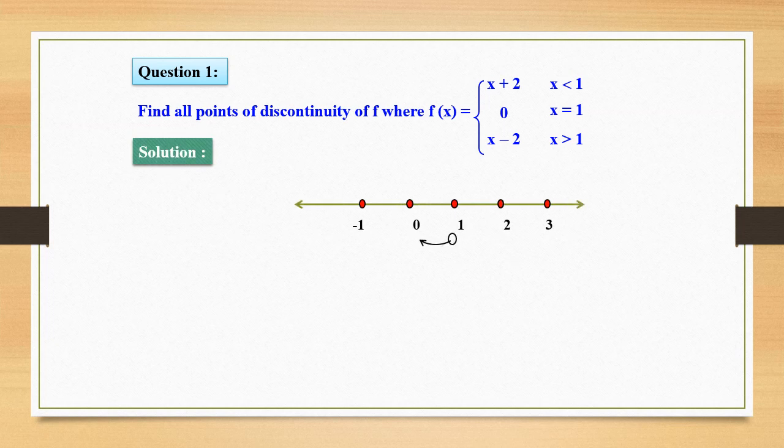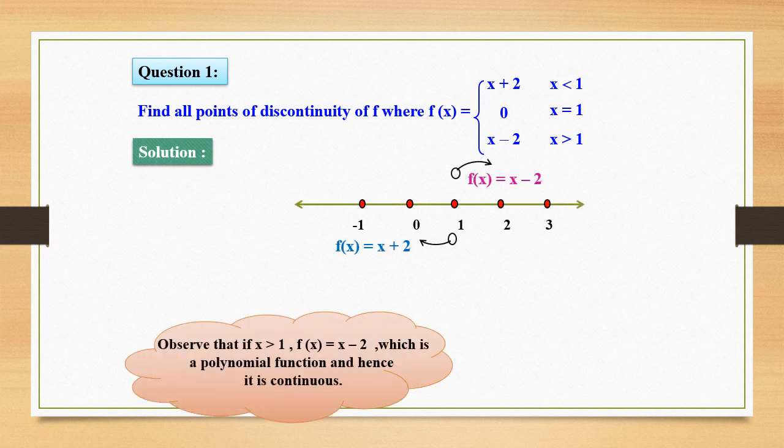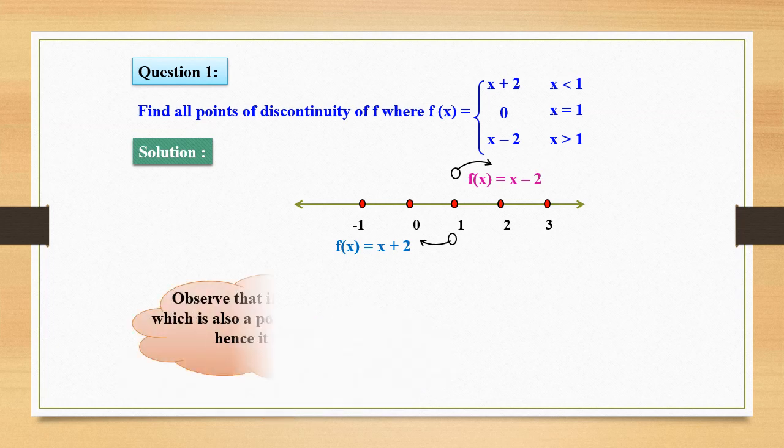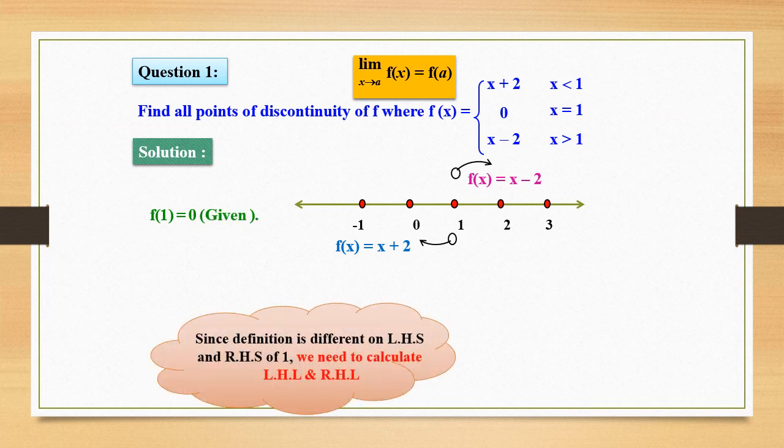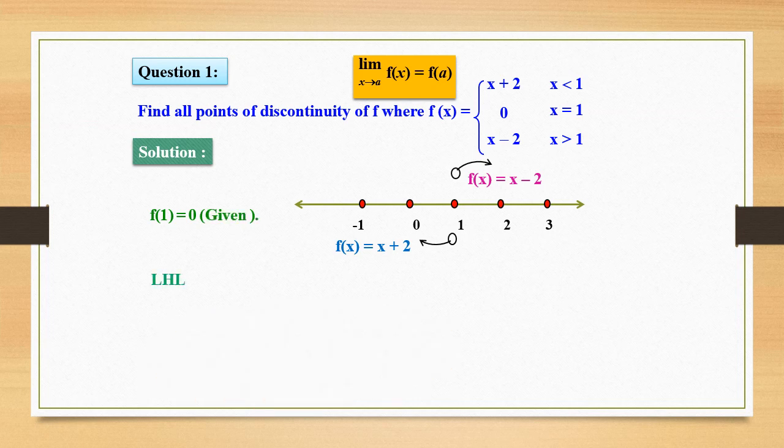So consider the function. The function is divided into three parts, that is less than 1, equal to 1 and greater than 1. So again we will discuss the continuity of this function at 1. So f of 1 is equal to 0. Second, we will calculate the LHL. Limit of f of x as x tends to 1 minus is equal to limit of x plus 2 as x tends to 1 minus, which equals 3.